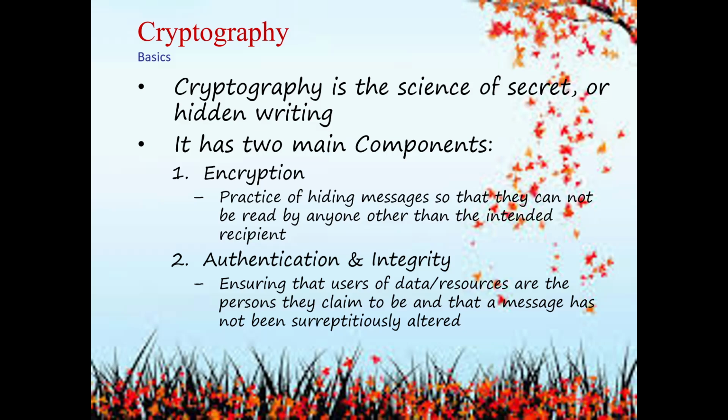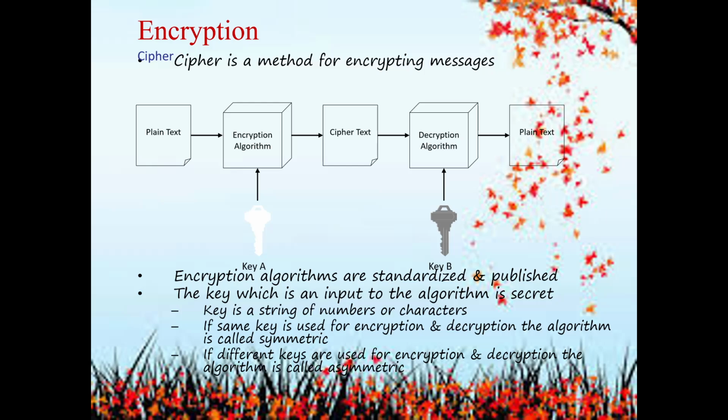Next are the basics. Cryptography is the science of secret or hidden writing. It has two main components: one is encryption, and the other is authentication and integrity. Encryption is the practice of hiding messages so that they cannot be read by anyone other than the intended recipient. Authentication ensures that users of data are the persons they claim to be and that a message has not been surreptitiously altered.